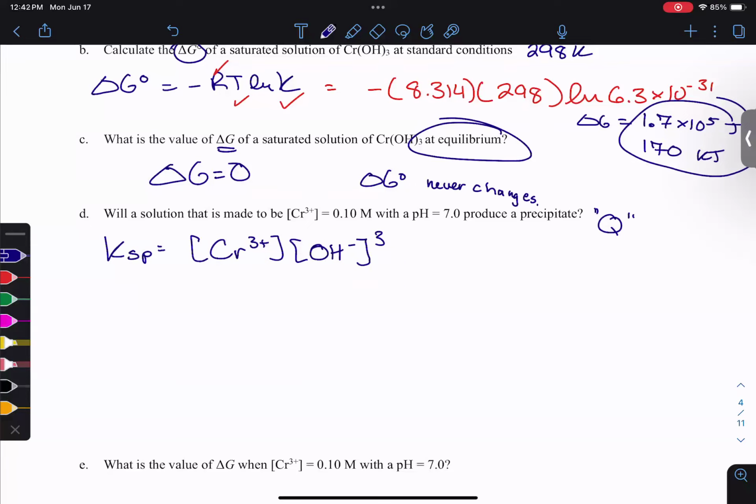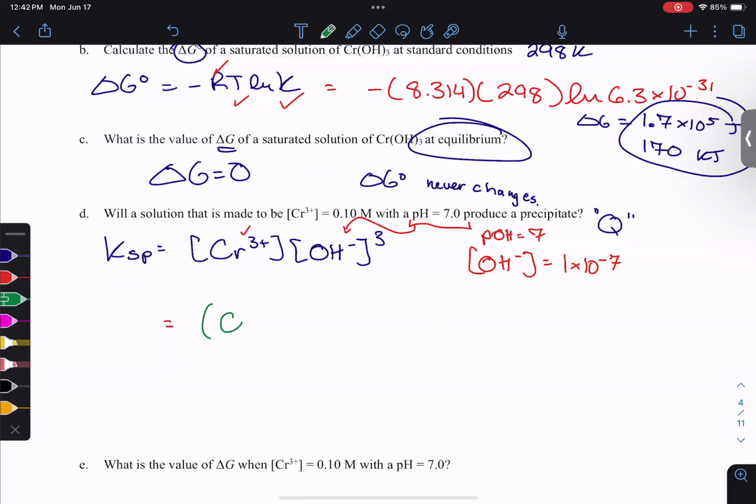So let's try it. We have the chromium concentration just given, but the pH tells us what the hydroxide concentration is, right? If pH is 7, that means pOH is 7, so the hydroxide concentration is 1 times 10 to the negative 7. Agreed? Okay. So chromium 3+, let's plug in these numbers. Chromium 3+ is 0.1. Hydroxide is 1 times 10 to the negative 7, but this thing is cubed.